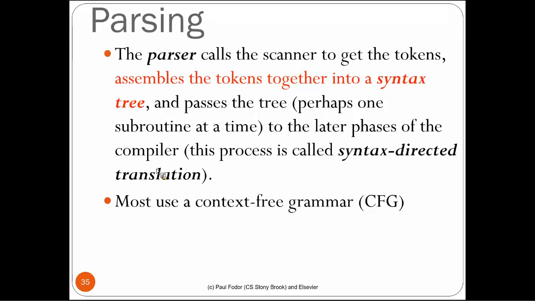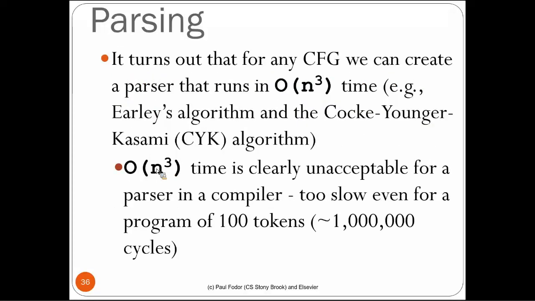So most parsing tools use what is called the context-free grammar, or CFG. It turns out that the best algorithms for parsing any CFG run in cubic time, O(n^3). These are the best algorithms for CFG recognition: the Earley algorithm or the Cocke-Younger-Kasami algorithm, CYK. And it's clearly unacceptable for a parser in a compiler. It's too slow for, let's say that we have a program with 100 tokens. This is a small program in a programming language.